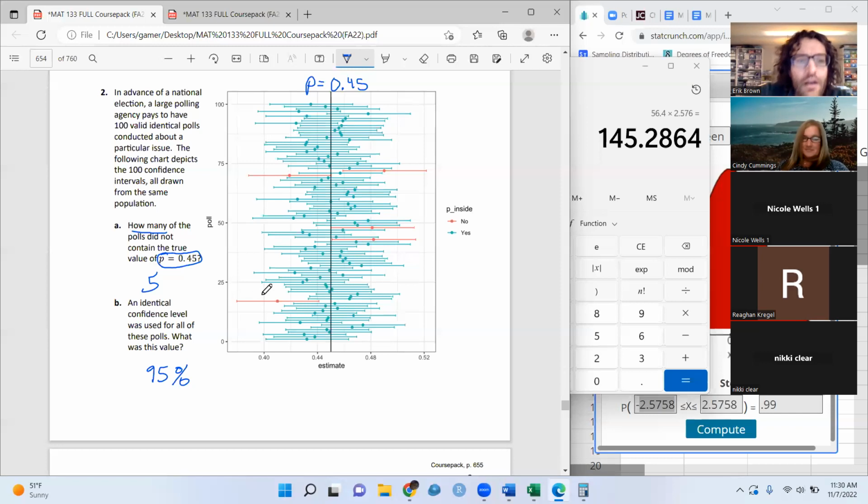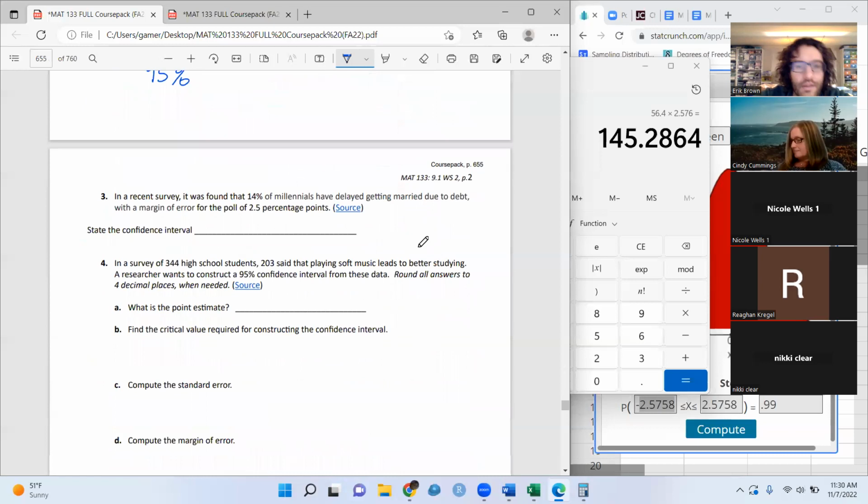Which is just 5. What this number is related to is that alpha is equal to 5%. The alpha is kind of like a percent error. It's the percentage of the polls that we expect to not contain the correct parameter. So their point estimate doesn't have the true value of the population, which is the thing we're inferring from the sample.